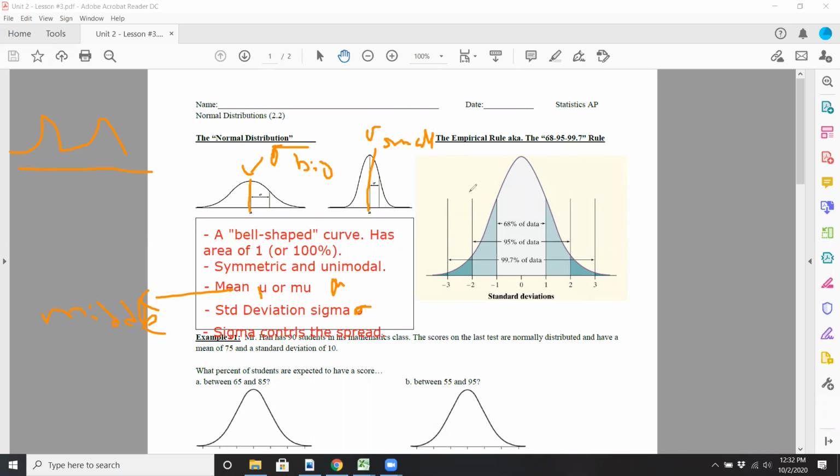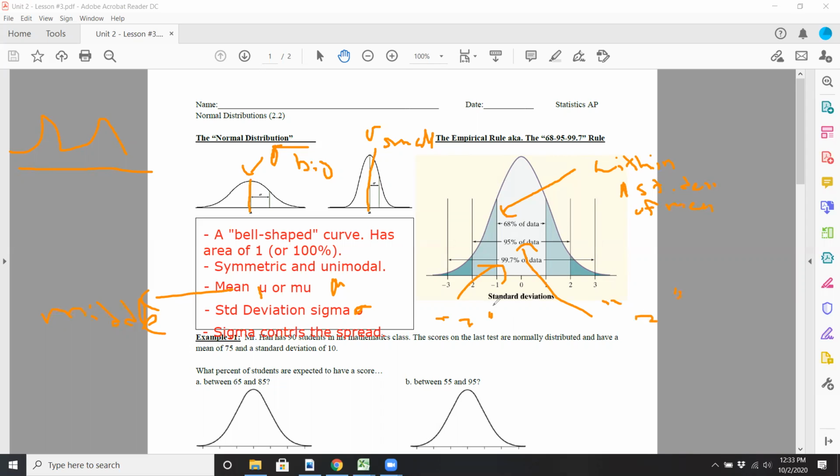Now, one thing that's always going to be a guarantee is that 68% of data is within one standard deviation of the mean. 95% will be within 2 standard deviations. And 99.7% of data will be within 3 standard deviations of the mean.